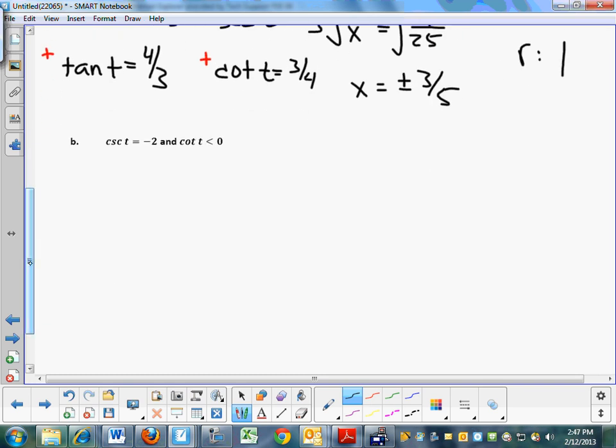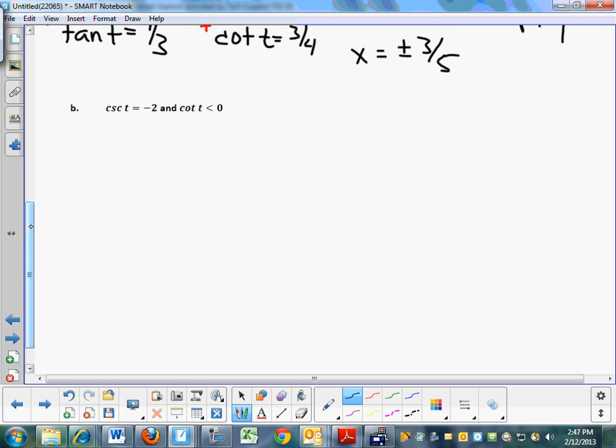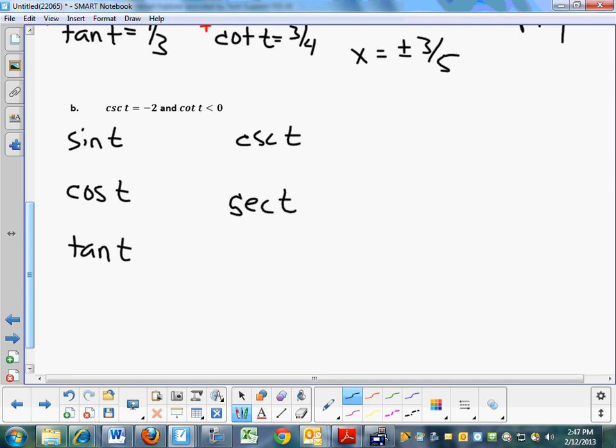Okay, last one. We'll get through it. All right, this one. Cosecant is negative and cotangent is less than 0. What does it mean to be less than 0? Negative. So I'll line them up. Sine of t, cosine of t, tangent of t, cosecant t, secant of t, and cotangent of t.